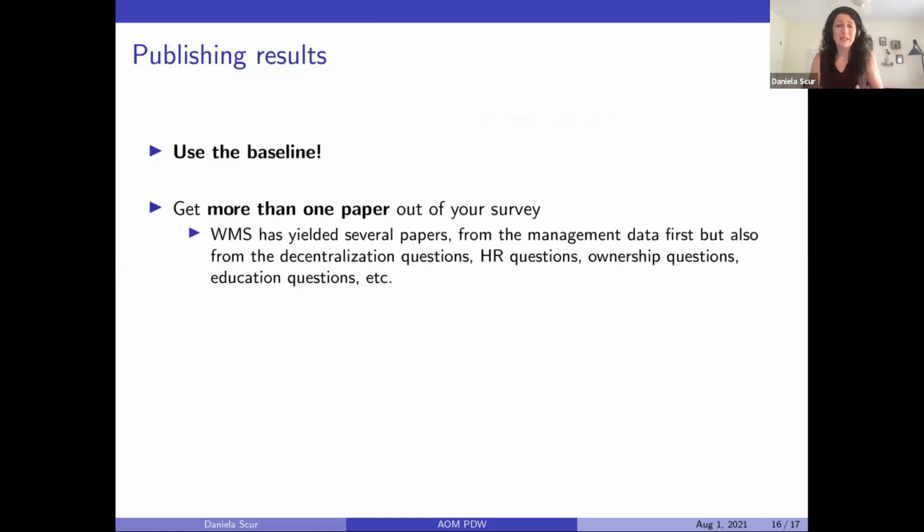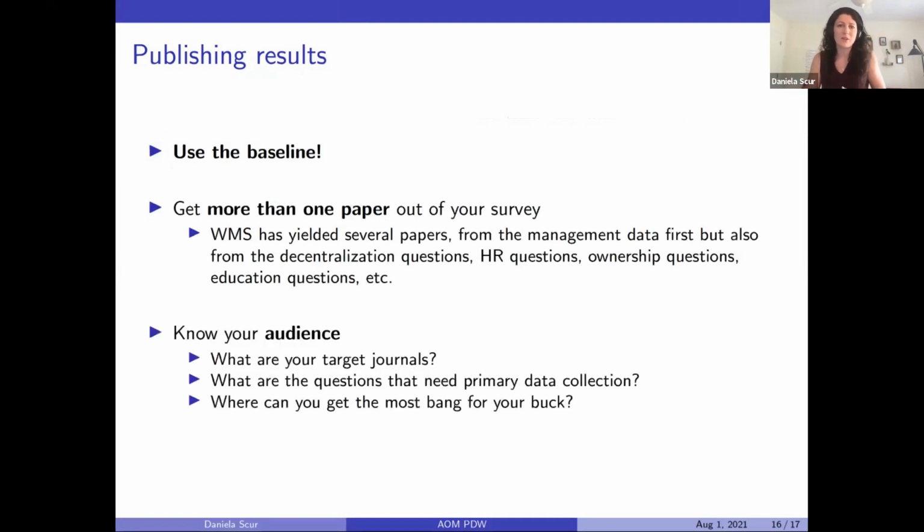You have some baseline data. This has already come up: get more than one paper out of your survey. The WMS itself has several papers. One came from the management data, but then the decentralization questions, the HR questions, the ownership questions, all of those yielded papers on their own. So make sure that you can do that, because with one survey, Evan's already talked about this, he's been extremely successful.